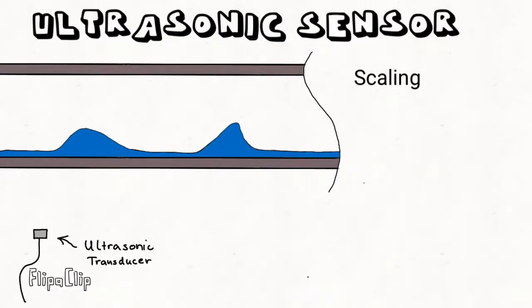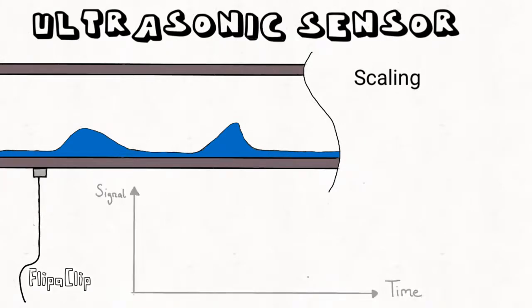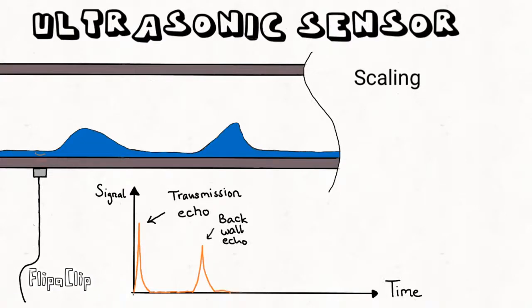Here an ultrasonic sensor is moved over the outer surface of the pipe with scaling inside. As the sensor moves along the length of the pipe, three pulses are detected. The time difference between the transmission and scale echo is used to measure the thickness of the scaling at various locations. If it goes above the accepted threshold, maintenance can be planned.